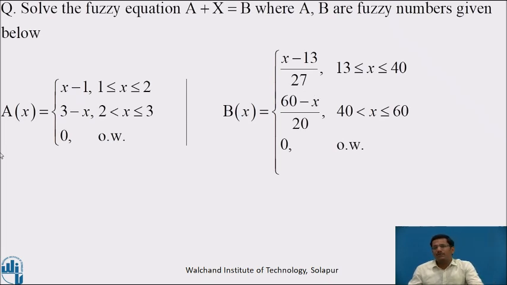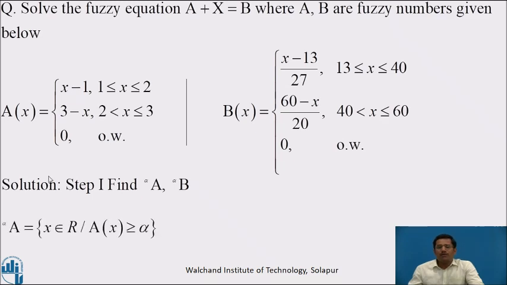Now the first step of the solution is finding the alpha cut of this fuzzy number A and the fuzzy number B. Now we know that the definition of alpha cut of any fuzzy number is the collection of those real numbers for which A is assigning the gradation greater than or equal to alpha. Now taking this condition into consideration, we will calculate alpha cut of A and alpha cut of B.